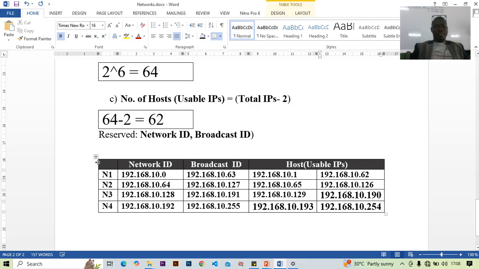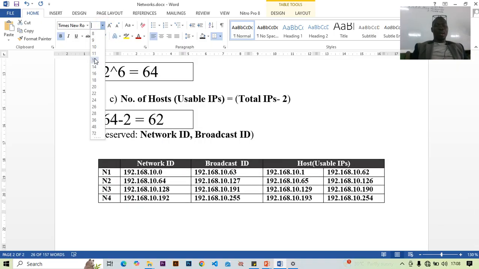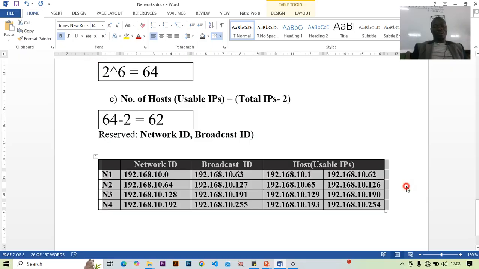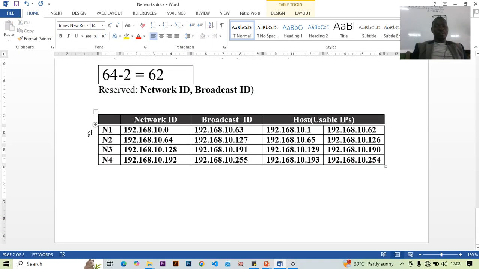So by doing this, we have all our networks handled. Now right here you can see we have network 1, its network ID, broadcast ID, and the usable IP addressing. So this is all you need to know about subnetting.